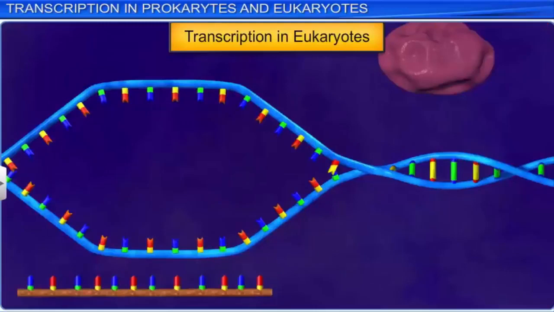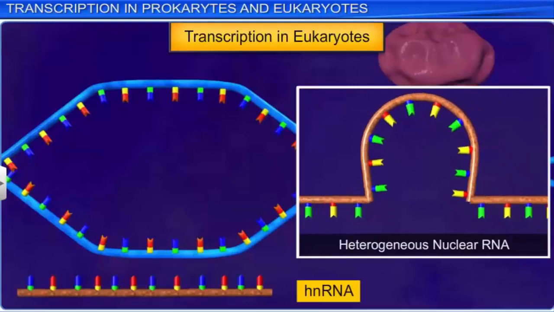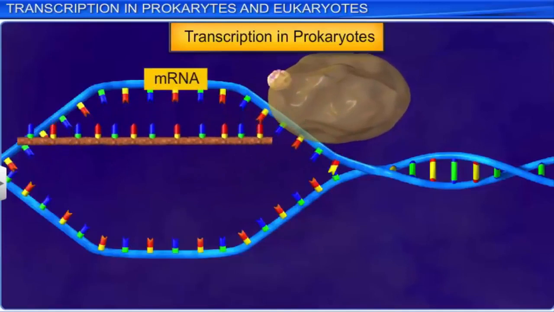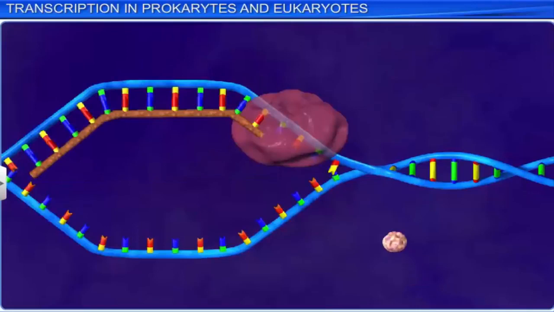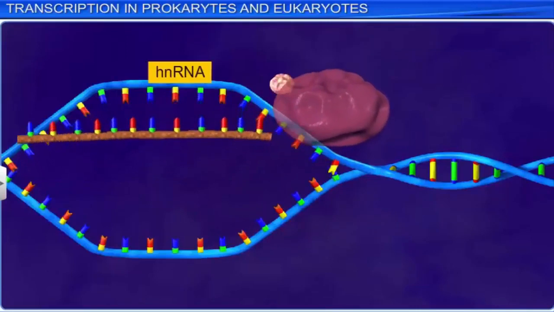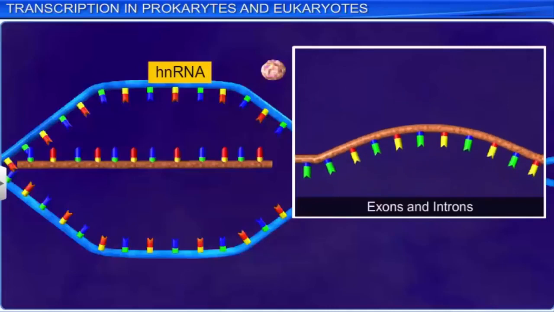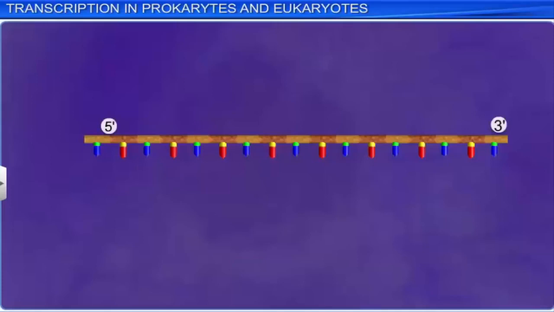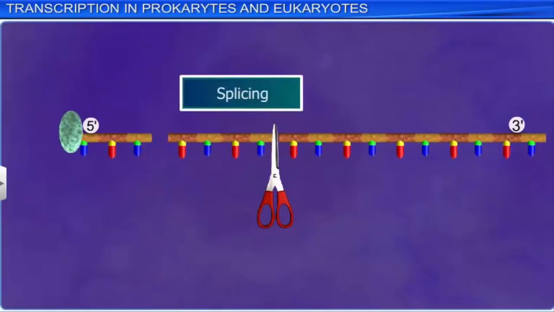The processing of hnRNA marks another major difference between prokaryotic and eukaryotic transcription. The mRNA in prokaryotes does not require any processing. However, in eukaryotes, the hnRNA is inactive since it has a split gene arrangement with exons and introns, and hence it has to undergo processes such as capping, splicing, and tailing.